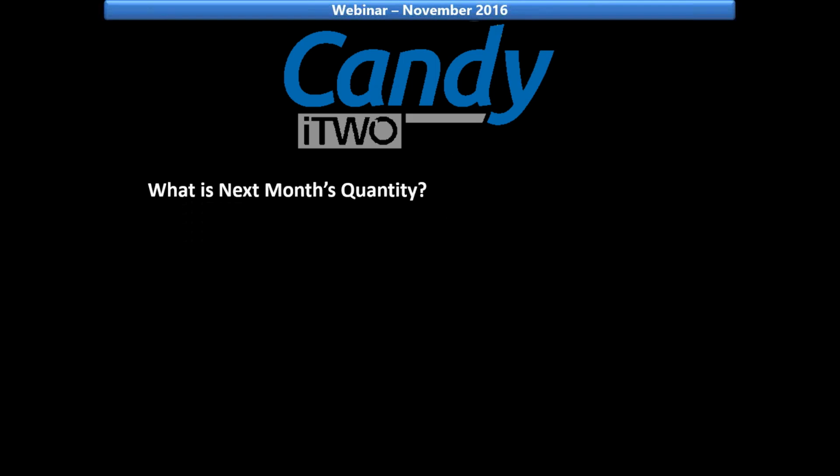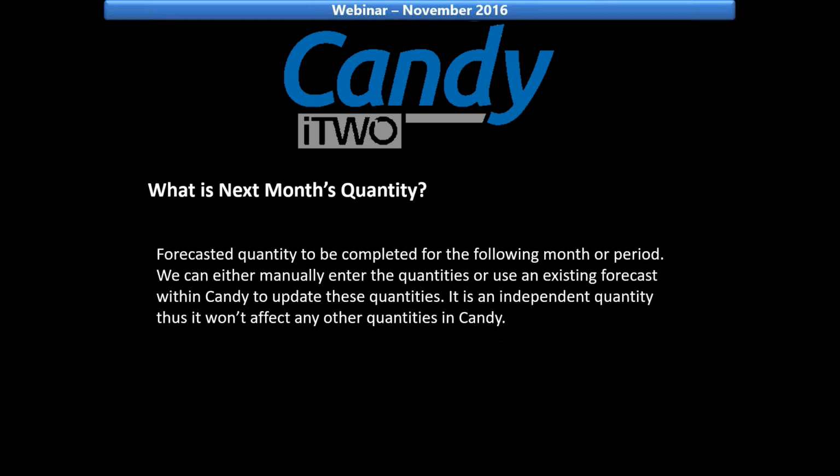So what is next month's quantity? That is the forecasted quantity to be completed for the following month or period. We can either manually enter these quantities or use an existing forecast within Candy to update these quantities. It is an independent quantity, thus it won't affect any other quantities within Candy.